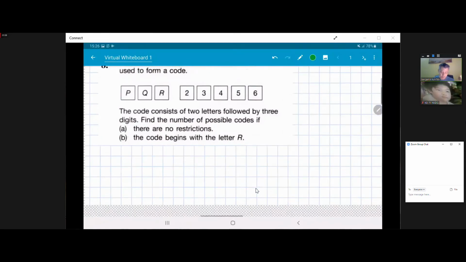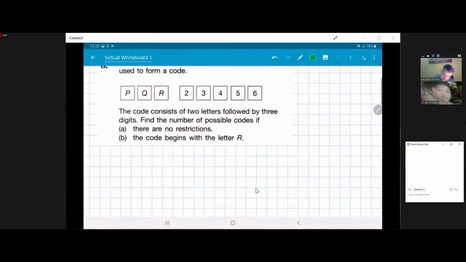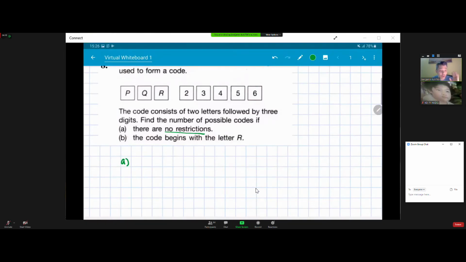Okay, so PQR 2, 3, 4, 5, 6. So that means now for the A, no restriction. Tiada syarat. Okay, no restriction. No restriction means I do not need to bother about letters and numbers. That means I'm arranging all. Okay, I'm arranging all. However, you have to read the question again.